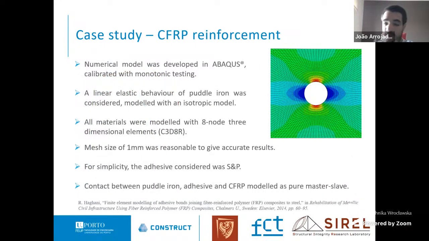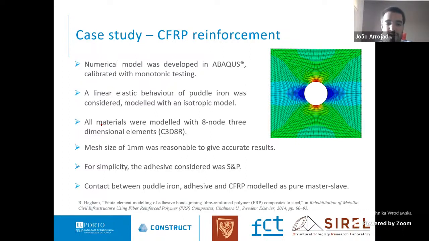So, as I said before, this experimental data was key to calibrate the numerical model that was developed in Abaqus. A linear elastic behavior of puddle iron was considered, and it was modeled with an isotropic model. This assumption was made because we are in plane stress conditions. All materials were modeled with 8-node 3-dimensional elements. A mesh size of 1 millimeter, after a mesh convergence study, was reasonable to give accurate results.